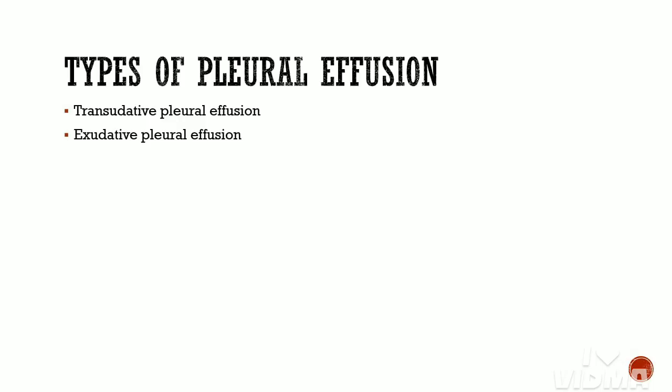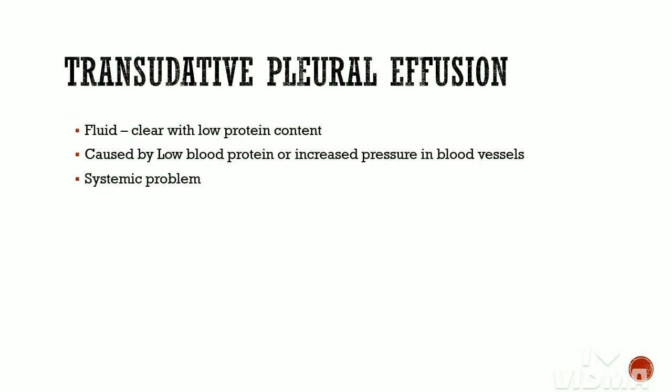First of all, we can see transudative pleural effusion. When we see the fluid, it is usually clear, watery fluid with low protein content. Regarding causes, this type is caused by fluid leaking into the pleural space as a result of low blood protein count or increased pressure in the blood vessels. So it is always a systemic problem.